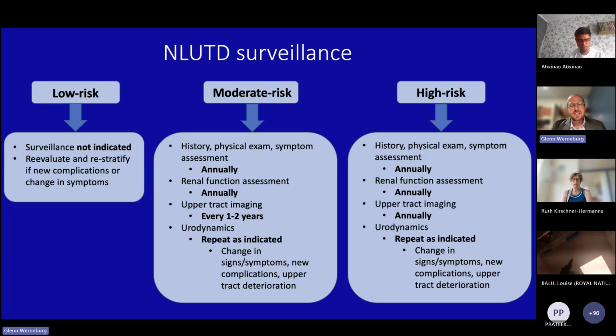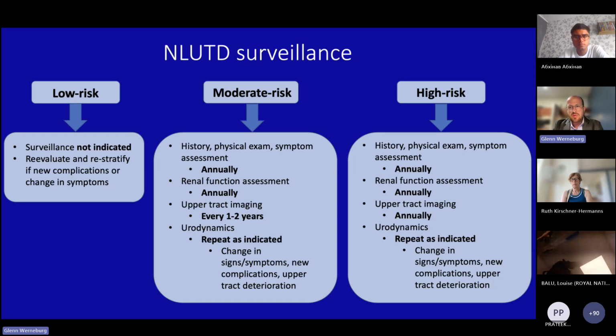On the moderate risk side, we typically recommend annual history and physical, annual renal assessment, upper tract imaging every 1 to 2 years, and repeat urodynamics as needed and/or as indicated. And what are the indications? A change in signs and symptoms, new complications, upper tract deterioration.